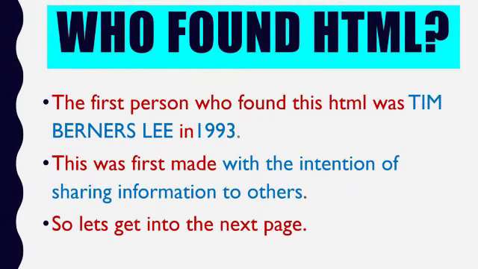Now this page is all about who found HTML. The first person who found HTML was Tim Berners-Lee in 1993. This was first made with the intention of sharing information with others. Now we have several versions of HTML, like XHTML, HTML 4.0, HTML5. There are different versions. So let's get into the next page.